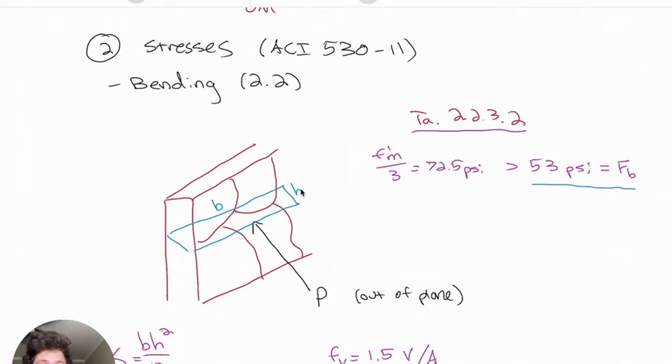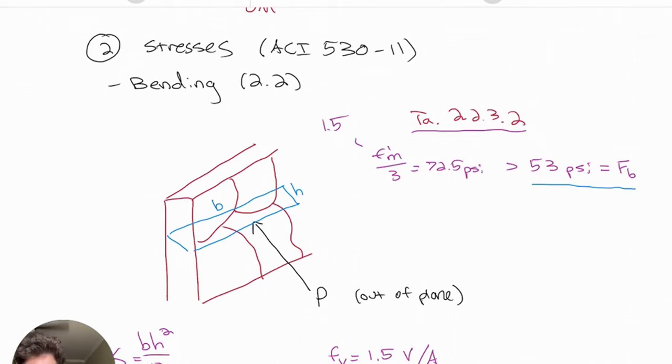As a sanity check, another method for calculating capacity is just to take 1/3 of the masonry compressive strength, so F'm over 3, and remember that is 1.5 megapascals, and that converts to 72.5 psi, which is a conservative estimate for flexural capacity. So that's just confirming as a sanity check that 53 psi is good to use moving forward.